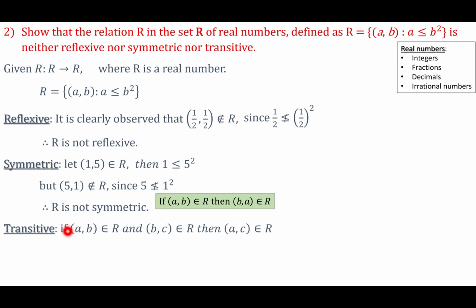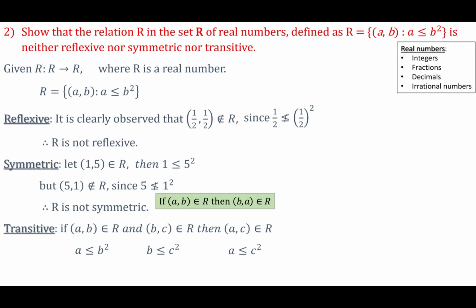A transitive relation says if (a, b) belongs to R and (b, c) belongs to R, then (a, c) must belong to R. Now, if (a, b) belongs to R, which means a is less than or equal to b squared, and (b, c) belongs to R, which means b is less than or equal to c squared, then (a, c) belongs to R, which means a is less than or equal to c squared.